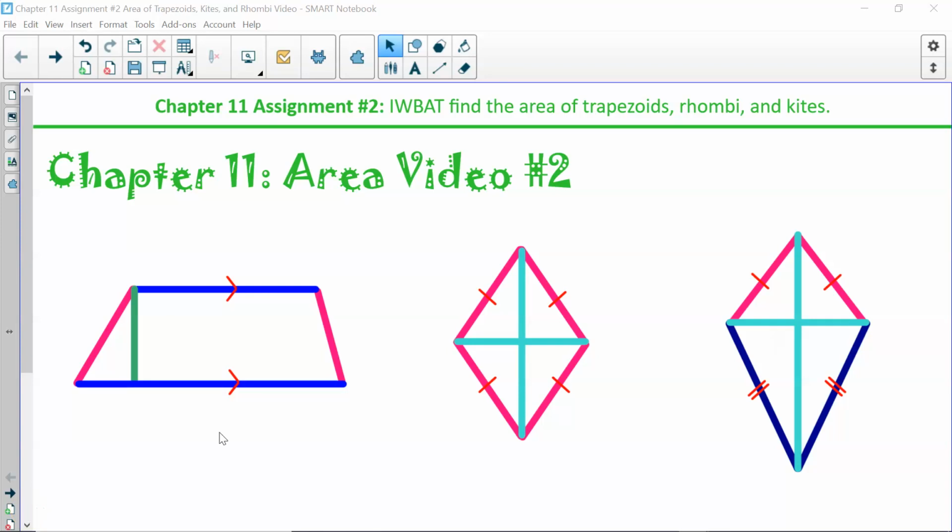Welcome back. This is Chapter 11, Assignment Number 2. Our learning target today is I will be able to find the area of trapezoids, rhombi, and kites. Don't forget to be an active participant, so get your notebooks out and let's get started.